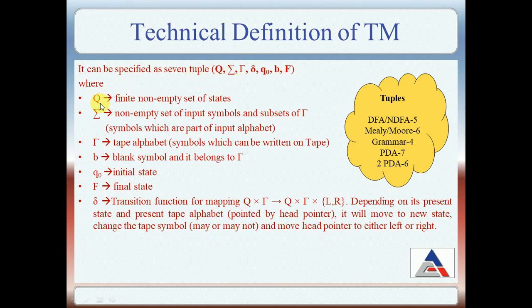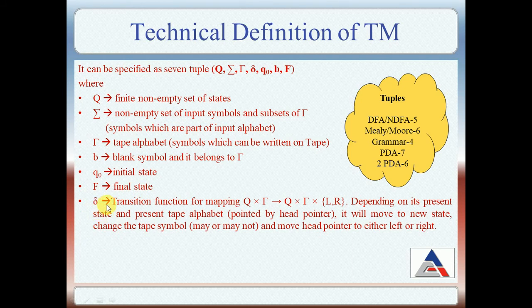The first tuple is capital Q, a finite non-empty set of states, that is q naught, q1, and so on up to qn. Sigma is a finite set of input alphabets, or you can say symbols, which are part of the input alphabet, right? These are a subset of tau. This is called the tau symbol. Tau is the set of tape symbols which can be written on the tape. B represents the blank symbol and it belongs to tau. Q naught is the initial state, F is the final state, and last but not the least we have delta.